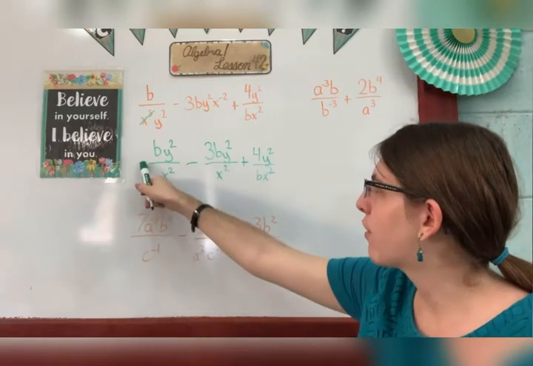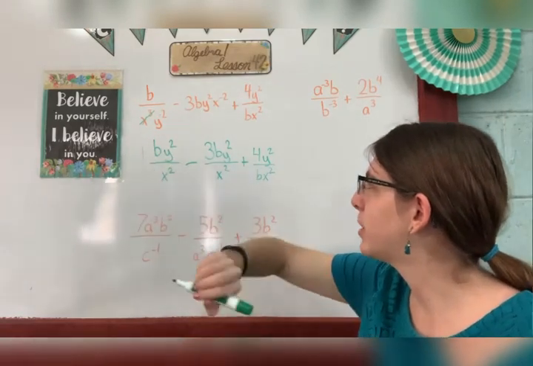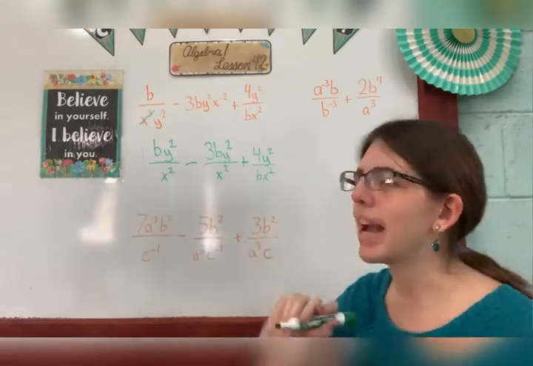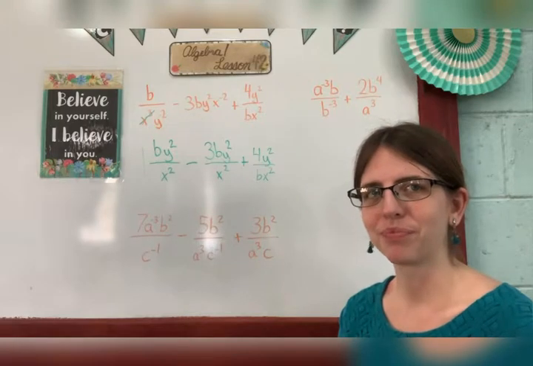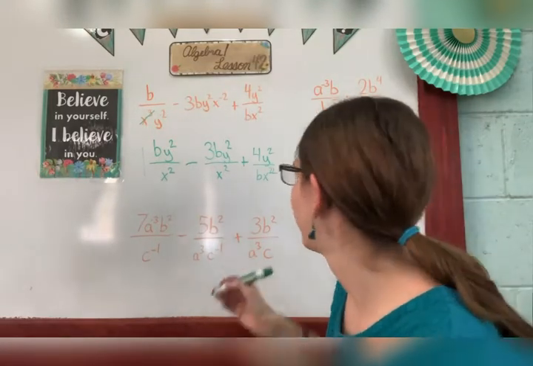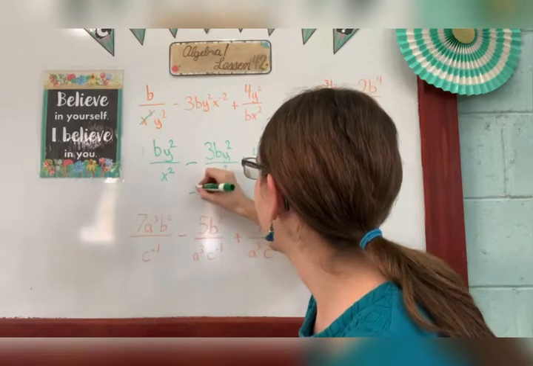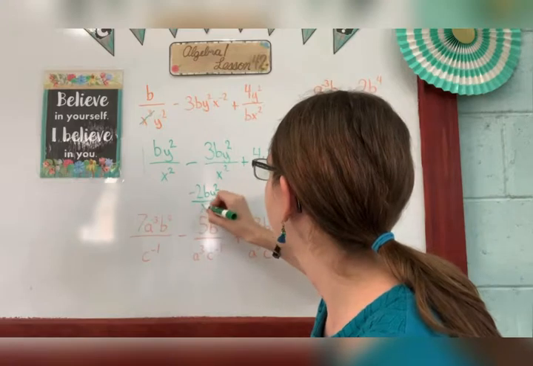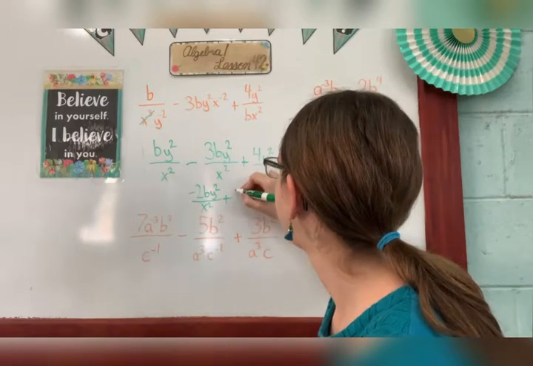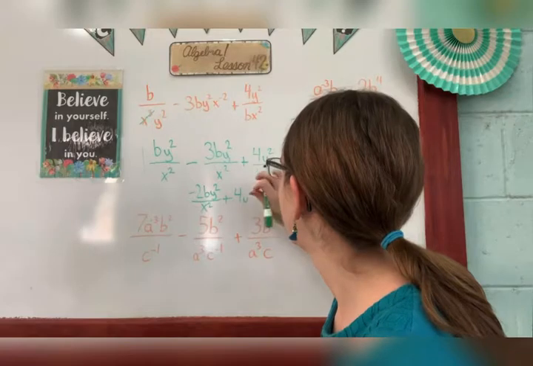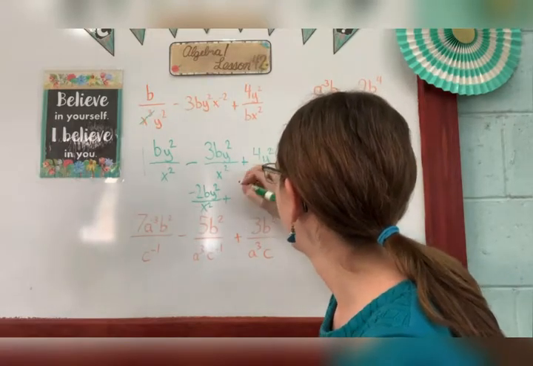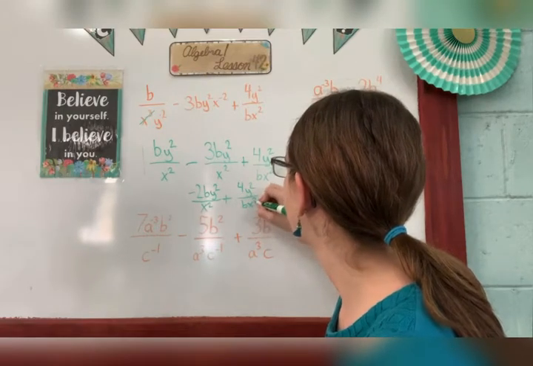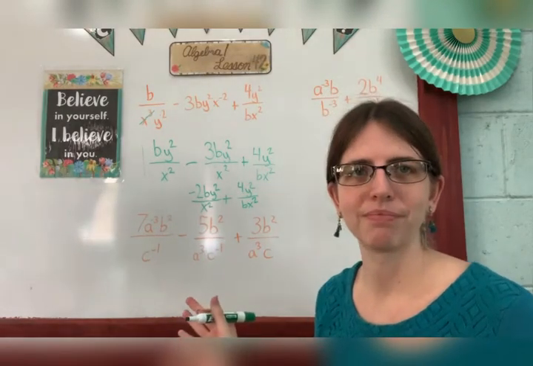The coefficient in front of this is a positive 1. It's an invisible 1. This coefficient is negative 3. So I have 1 minus 3. What's 1 minus 3? Negative 2. So the answer is negative 2by squared over x squared plus 4y squared over bx squared. And then that's it.